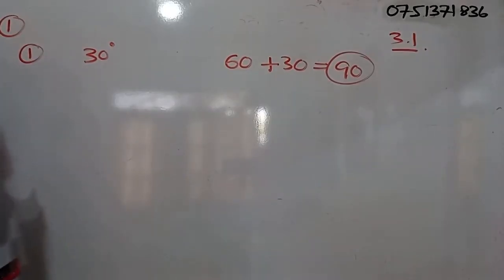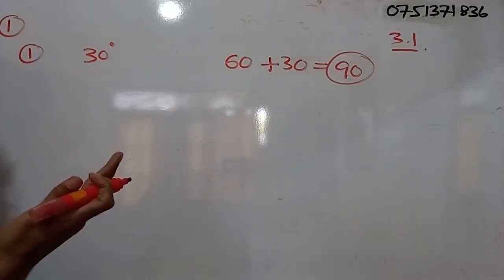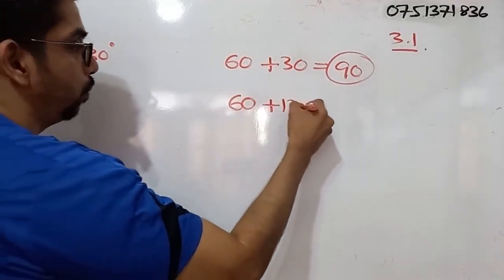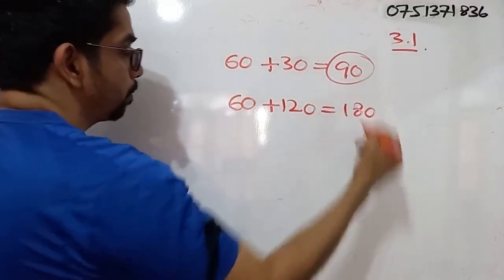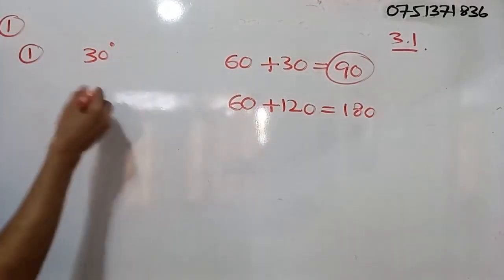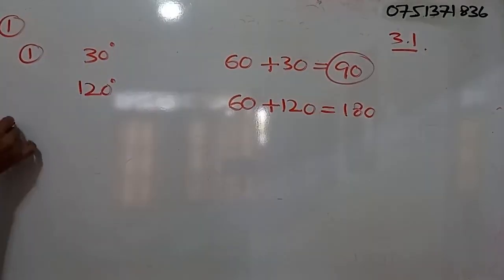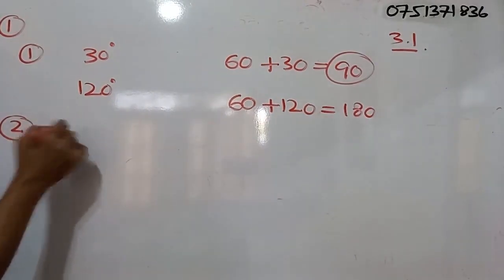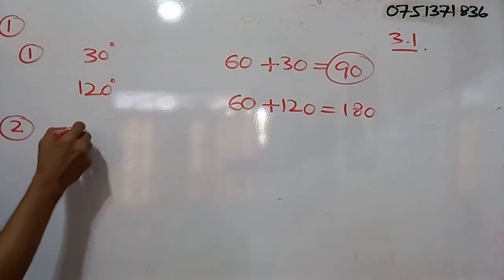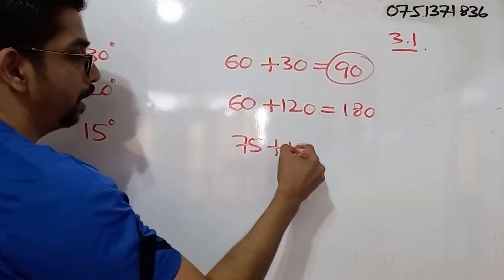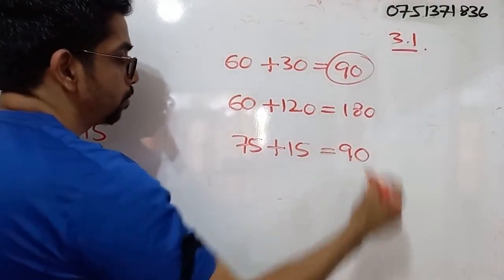The supplement of 60 degrees. Supplement means, right? If we take 60 and we add 120, this sums up to 180. So the supplement of 60 degrees is 120. Right. Part 2. The complement of 75. What is the complement of 75? 15. We know if we take 75 and add a 15, it sums up to 90 degrees.